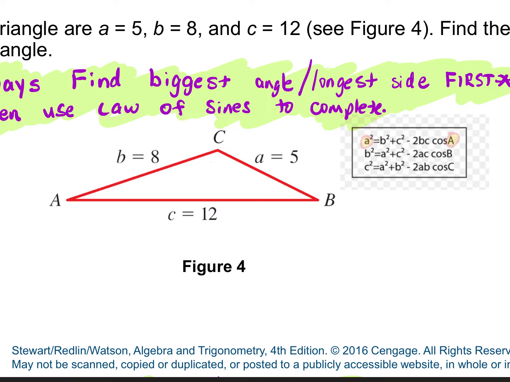So the beauty of the law of cosines is if you find the biggest angle and the longest side first, you can then use the law of sines to find the second piece and then add and subtract to find the third. But you have to find the biggest angle or the longest side first. Does everyone understand that?